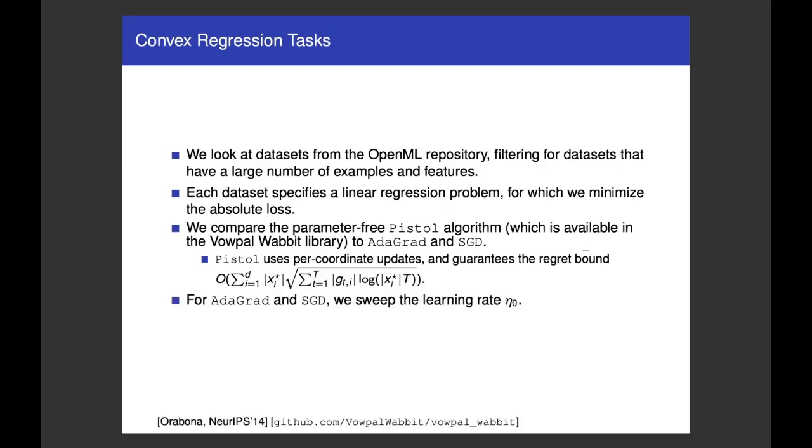For AdaGrad and SGD, we're going to sweep the learning rate. Both of these algorithms take a learning rate parameter, a base initial learning rate, and we're going to plot the test loss as a function of the learning rate. Pistol does not have a learning rate, so we're going to just plot it as a straight horizontal line on all these plots. I'm going to go through a bunch of data sets here and show you the plots, and we can discuss a little bit what's happening.